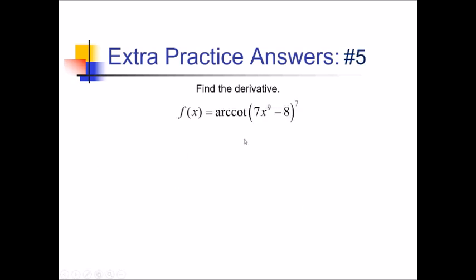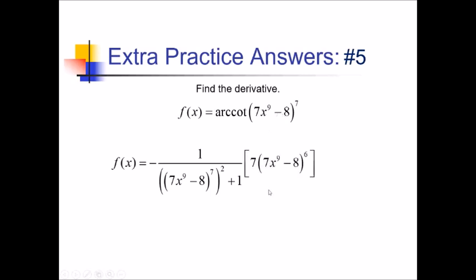For this problem, I'm trying to take the derivative of arc cotan of something. So derivative of that, we're going to have negative 1 over something squared plus 1, because it's arc cotan. And then we have to take the derivative of the something. So derivative of something to the 7th is going to be 7 times this something to the 6th. And finally, we multiply by the derivative of the innermost function, the derivative of 7x to the 9th minus 8. That'll be 63x to the 8th. And we call it a day.